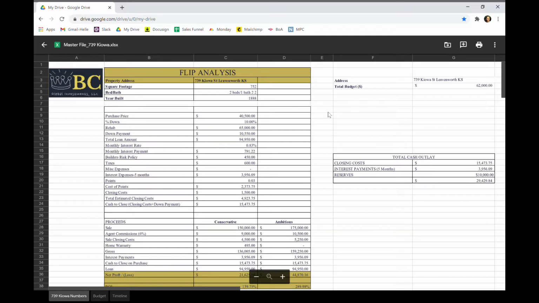It's just easy for everyone to work off the same document in Google. So the first thing you are going to look at when you're talking about a flip is just the basic demographic data. So I just have the address here at the top. This is a flip that I'm actually doing right now. I just got under contract yesterday.